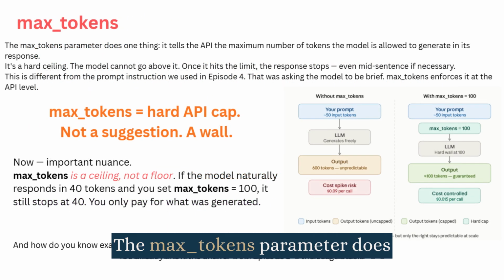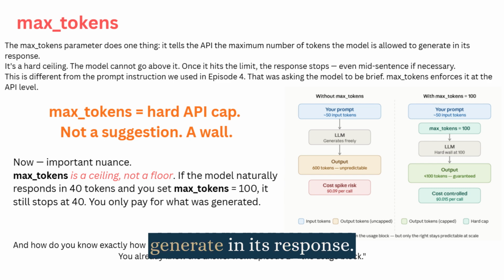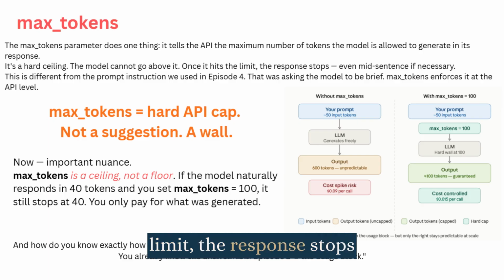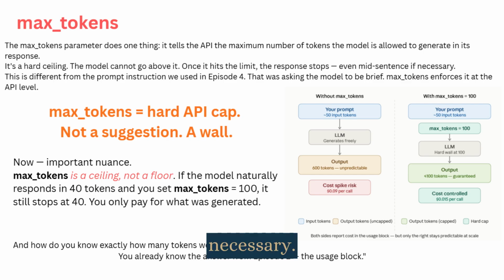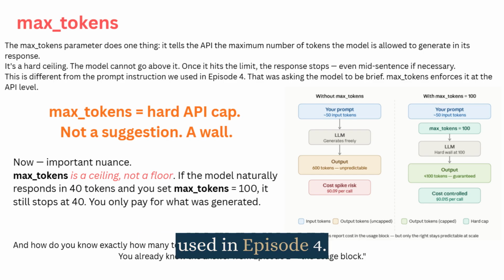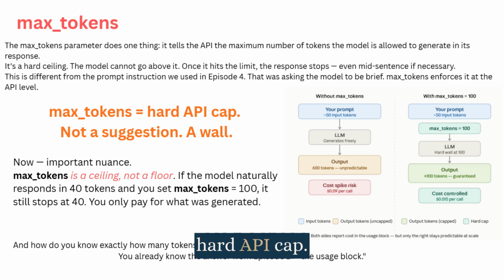The max tokens parameter does one thing. It tells the API the maximum number of tokens the model is allowed to generate in its response. It's a hard ceiling. The model cannot go above it. Once it hits the limit, the response stops, even mid-sentence if necessary. This is different from the prompt instruction we used in episode 4. That was asking the model to be brief. Max tokens enforces it at the API level. Max tokens is a hard API cap, not a suggestion, a wall.